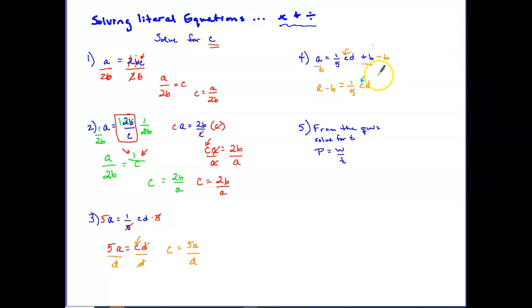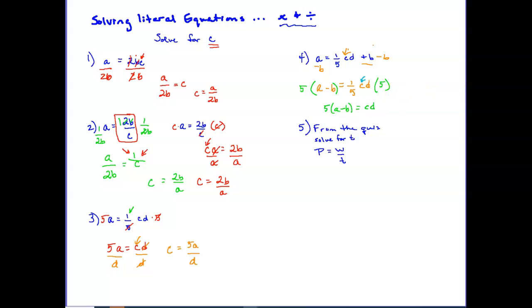So now, in order to get rid of a 1/5, I'm going to multiply both sides by 5, just like I did with that 1/5 over there. But the whole left-hand side, so that's going to be 5 times A minus B in parentheses. So that leaves me with 5 times A minus B equals CD.